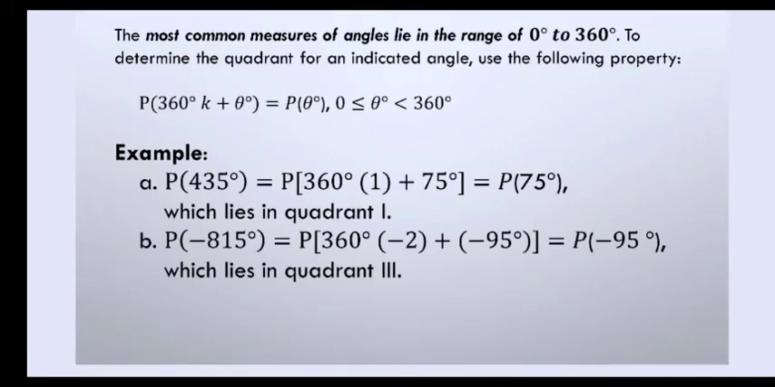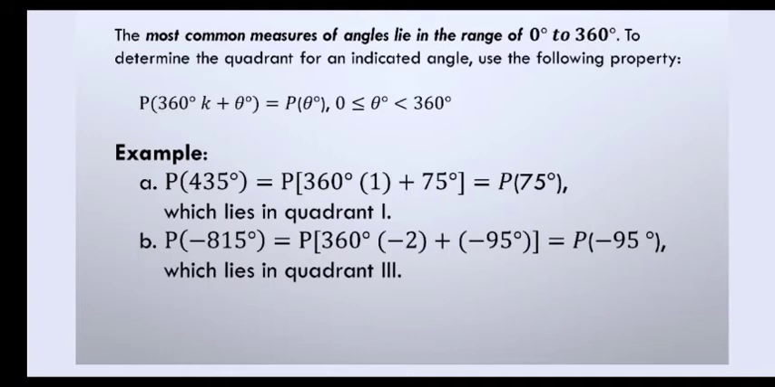So we have here an example. In letter A, we have to find out in which quadrant 435 degrees lies. Using our property, 360 degrees times 1, isa lang naman ang 360 degrees sa 435 degrees, and we will add 75 degrees. So yan yung remainder. So that is P of 75 degrees, and that lies in quadrant 1.